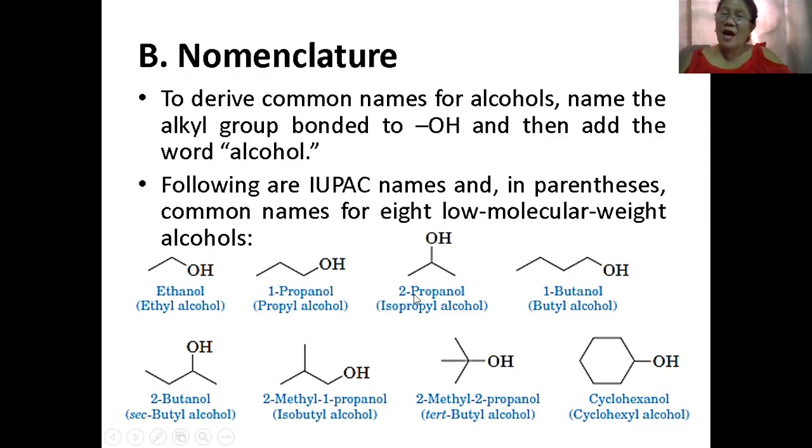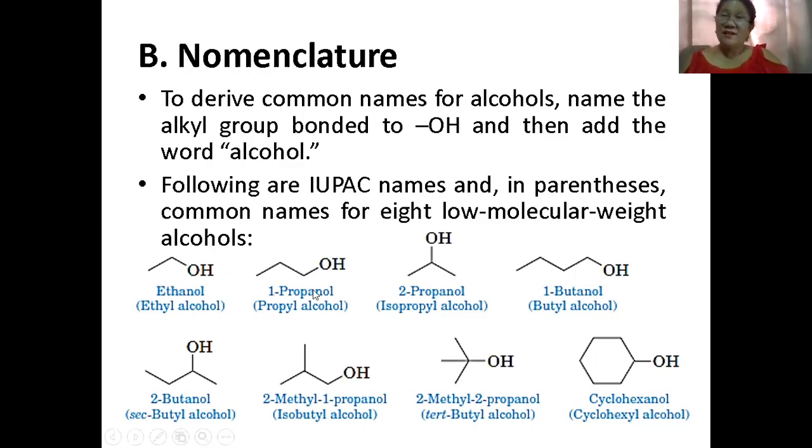Then this is our isopropyl alcohol. Isopropyl alcohol has the IUPAC name 2-propanol. Why 2-propanol? This is carbon 1, carbon 2, and carbon 3. Where is our OH? It is on carbon 2. That is why it is called 2-propanol. Yes, that is isopropyl alcohol, and this other one is ethyl alcohol, or ethanol.